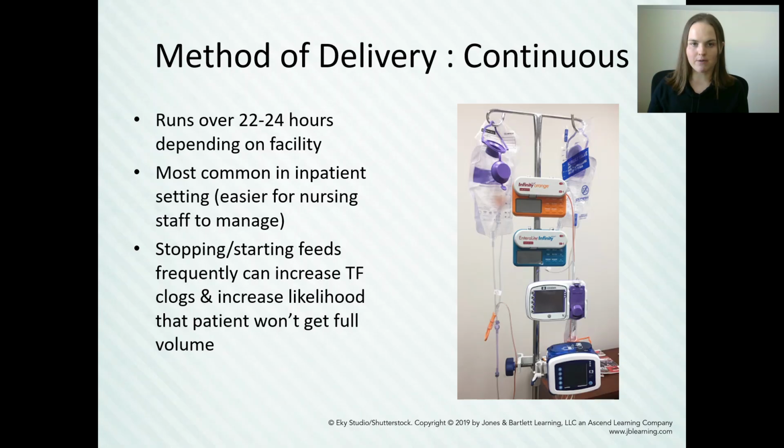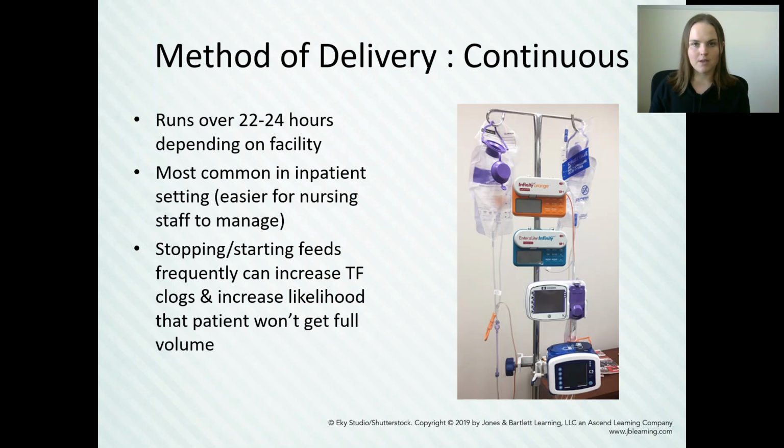and it's going to run for 24 hours. Some facilities default their continuous feeds to run over 22 hours, and that's just because they know there's going to be some interruptions and stopping, and so they consider that, and they do a shorter 22-hour feed and then a little bit higher of a rate so that the patient still gets the volume that they need.